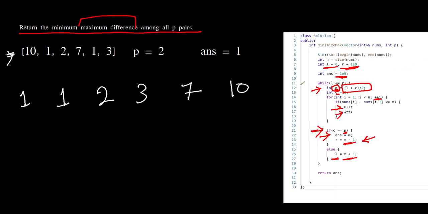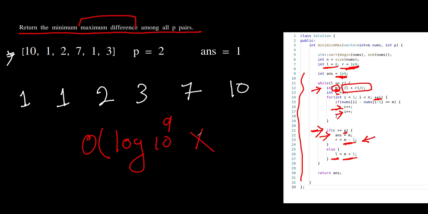And that's it. The time complexity for this is big O of log of 10 to the power 9 multiplied by the length of the array, because we have this for loop.